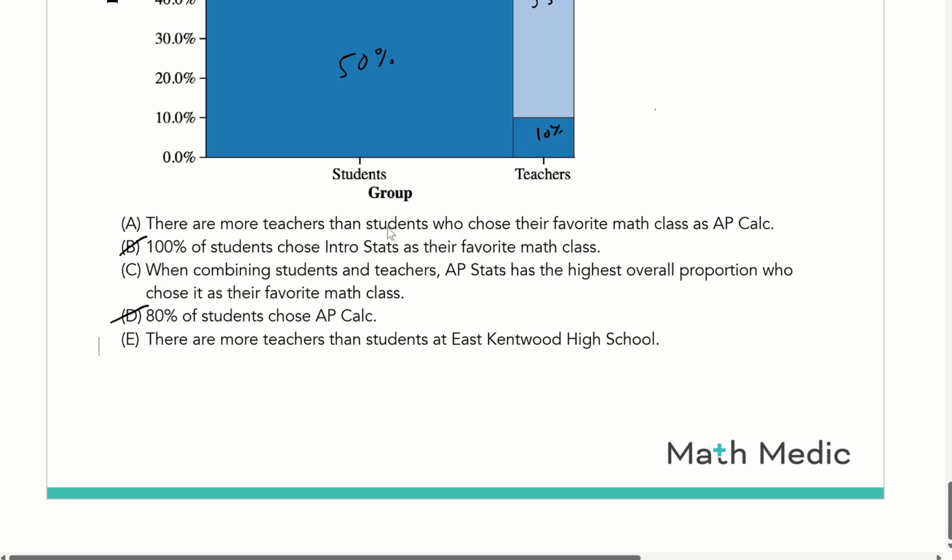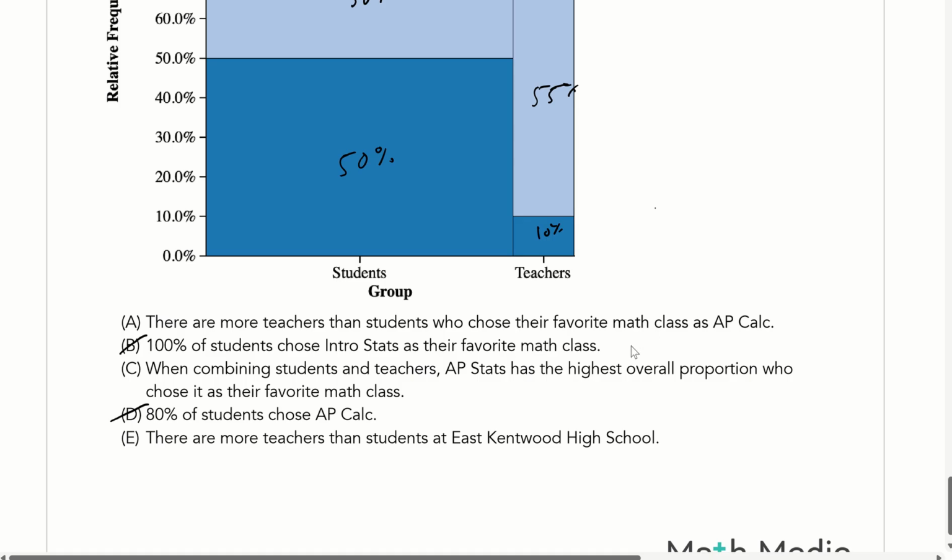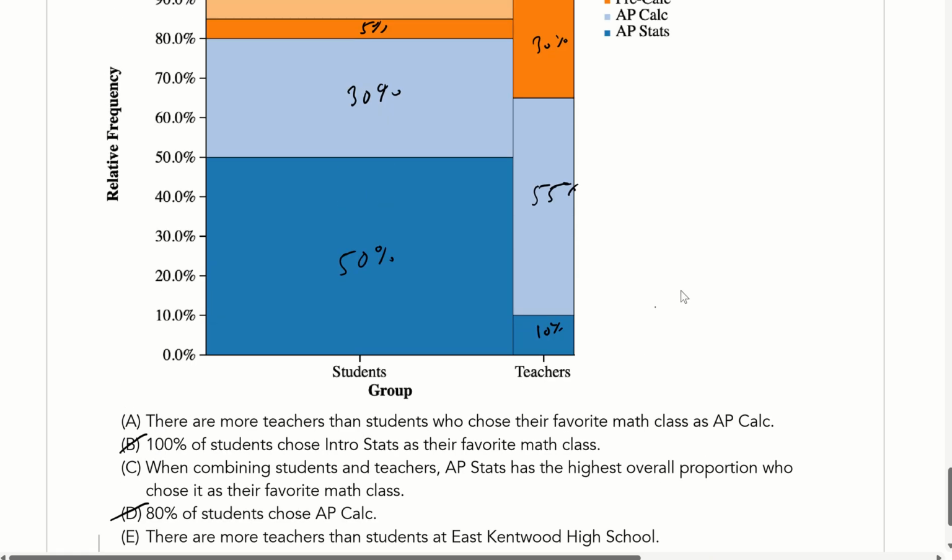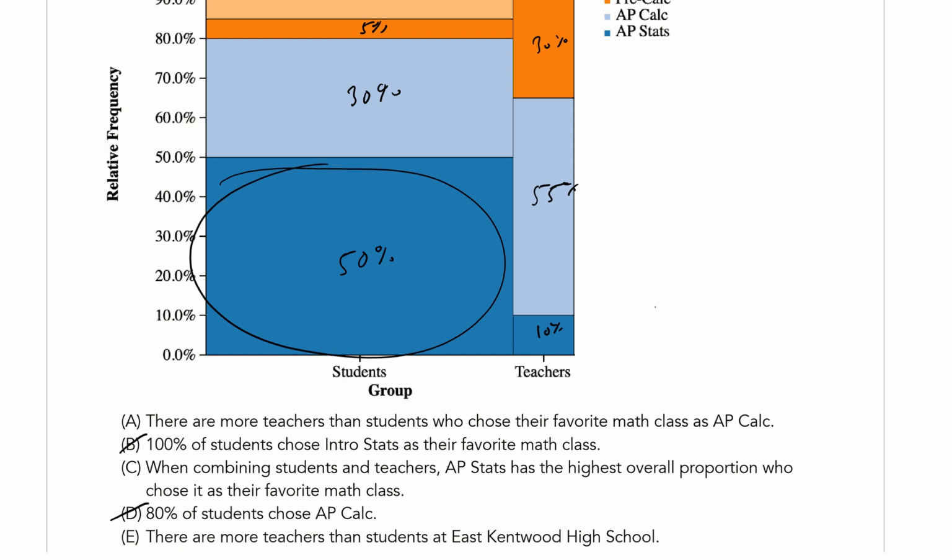So there are more teachers than students who choose their favorite math class as AP Calc. Now you got to understand that in a mosaic plot, the area of each segment in the bar, in the segmented bar chart, if you will, represents a number of people that want that particular subject in this case. So we have to see how much bigger this width or that length is than the other one, right? So this is teachers.